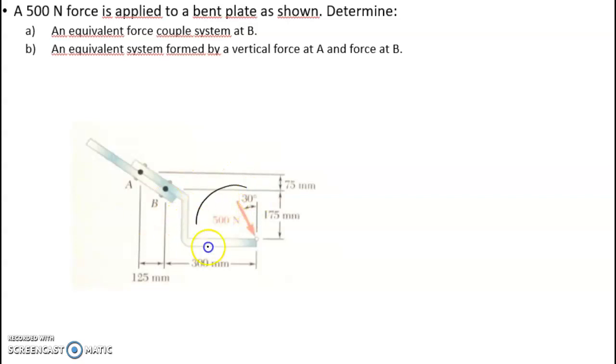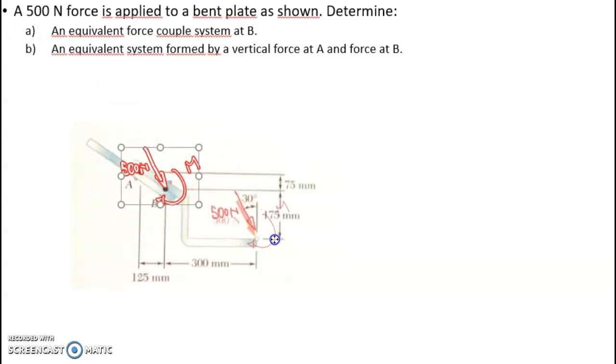That means I want to replace this force by a force applied in here and a couple moment that can go this way or this way, depending on the force. Basically, we need to take this force of 500 newtons and place it right here. When we make this translation of forces, we will create a moment in this same point. That's the one thing that we want to obtain.